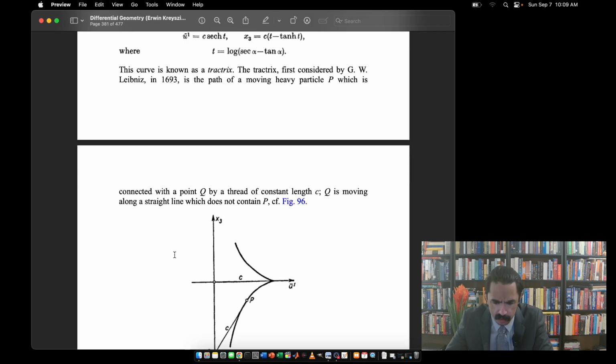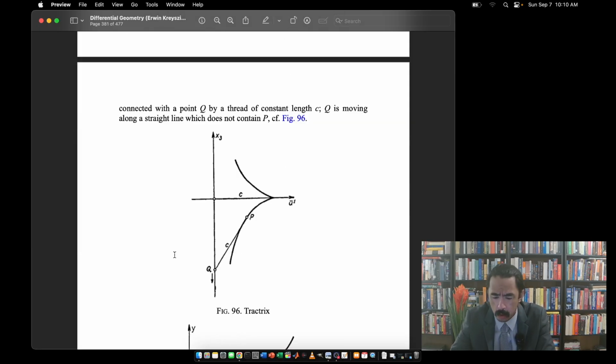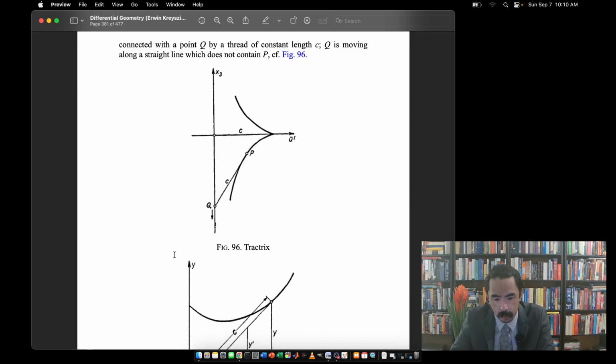The tractrix, first considered by Leibniz in 1693, is the path of a moving heavy particle P, which is connected with a point Q by a thread of constant length c. The point Q is moving along a straight line which does not contain the point P, for which we can refer to figure 96 here below.